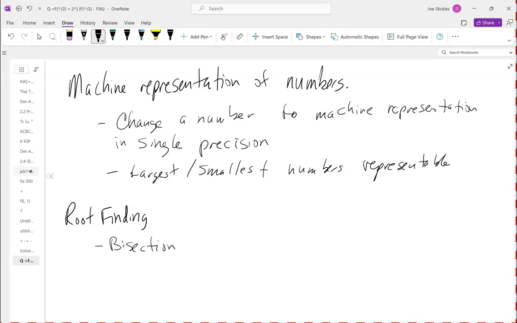We also did Newton's method, right? What did we have to do for Newton's method? Yeah, so what was the formula for it? Mainly, the formula was what?